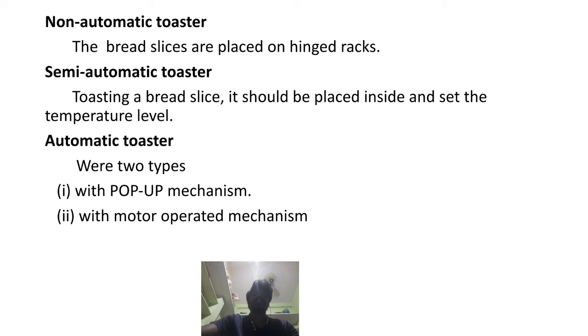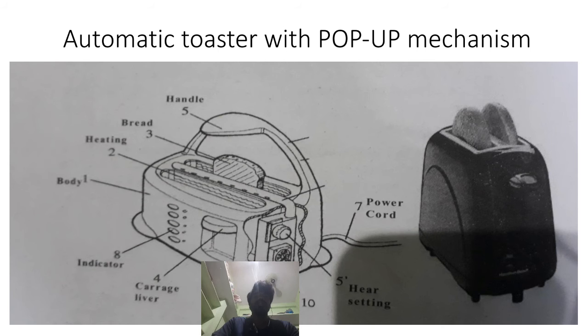What is that? With pop-up mechanism and motor operated mechanism. Automatic toaster with pop-up mechanism, automatic toaster with motor operated mechanism. Let's go to the automatic toaster with pop-up mechanism. Here we'll go to the elements: handle, bread, heating places, body.